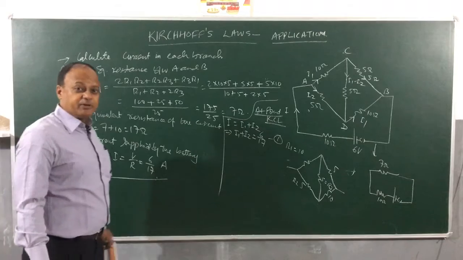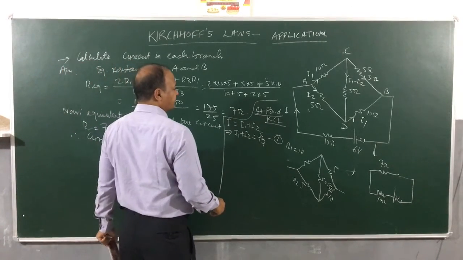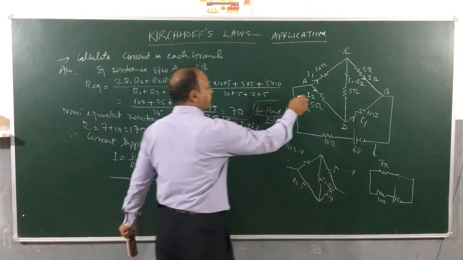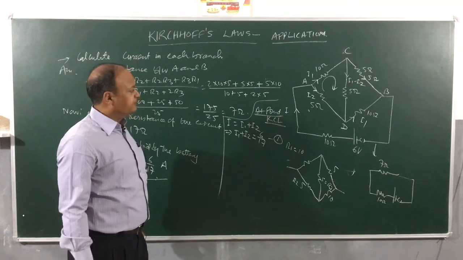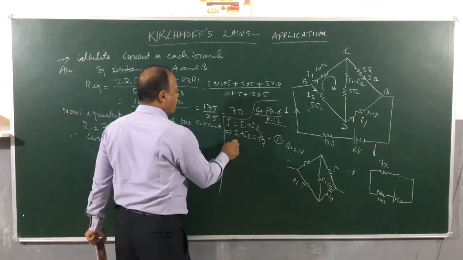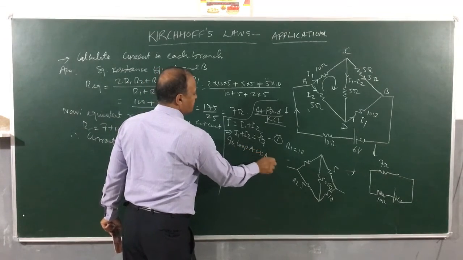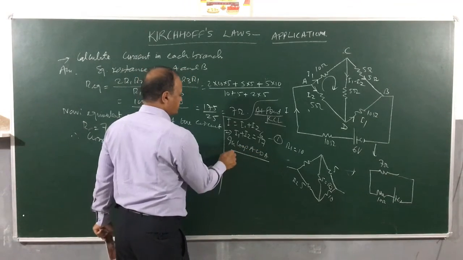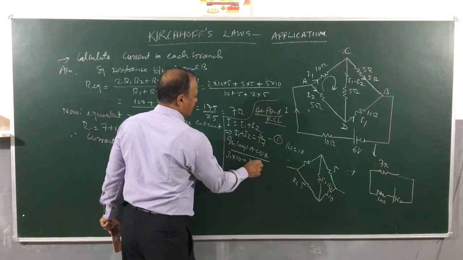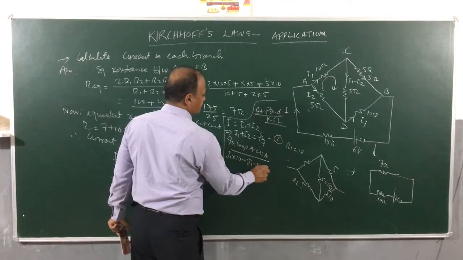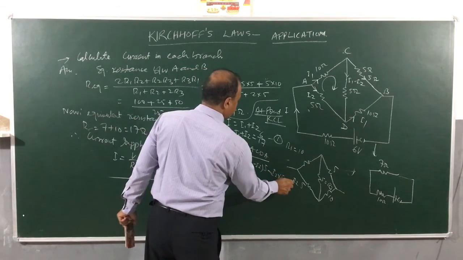And then earlier, if you remember, we had already derived, or you can calculate from here only. If you do not want to use the shortcut formula, you can derive here in loop ACDA. I1 into 10 plus (I1 minus I2) into 5 minus I2 into 5 is equal to how much here? 0.